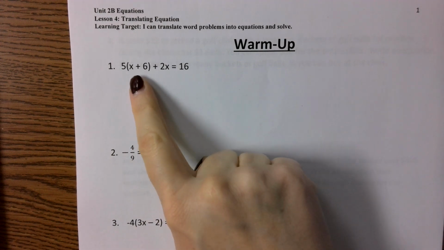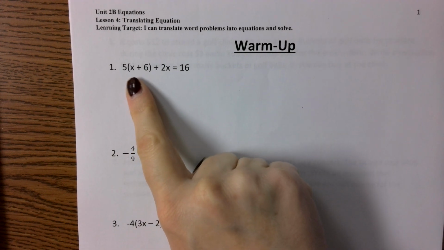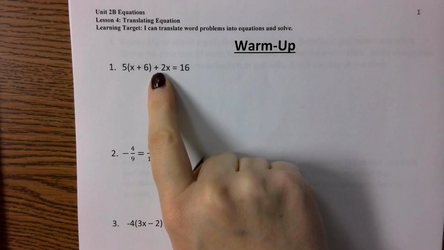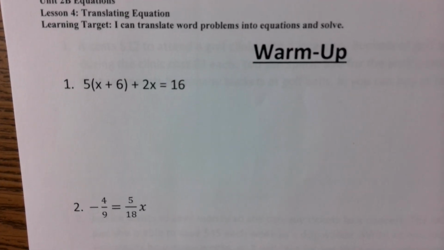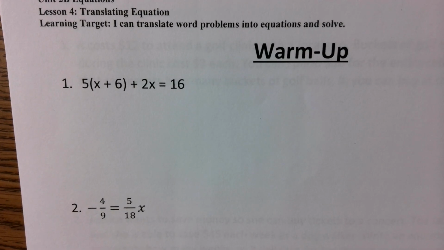Okay, so for problem number 1, we have 5 times the quantity x plus 6, plus 2x, and it's equal to 16. So first question to ask: do we have distributive property?